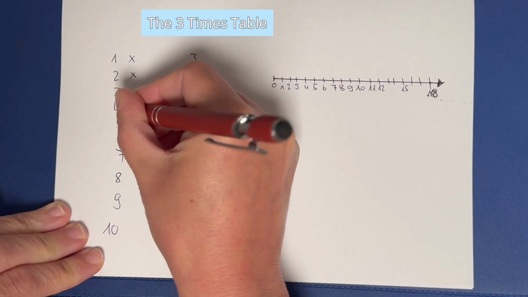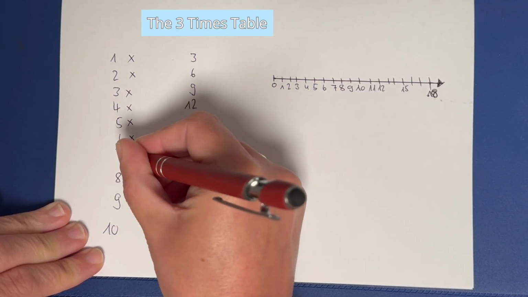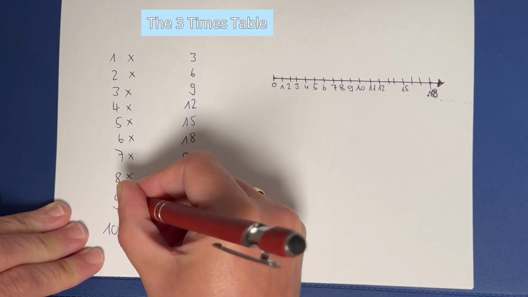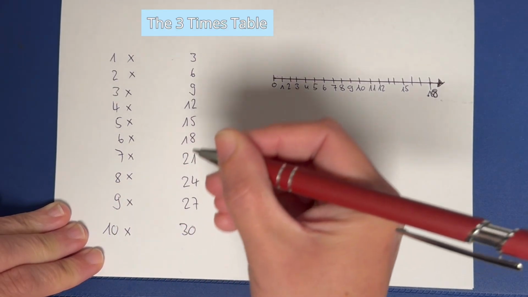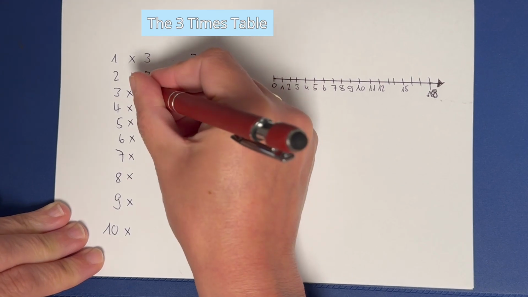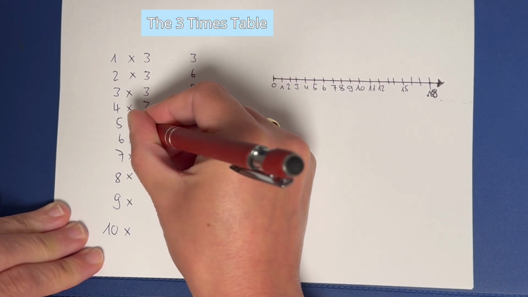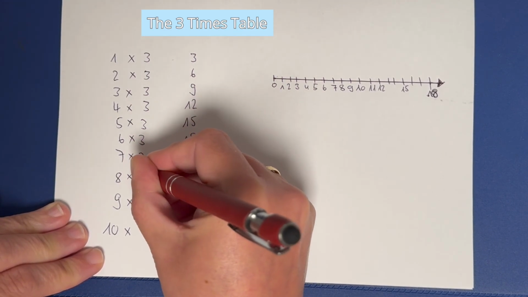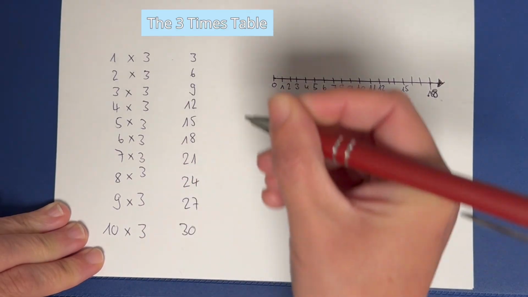This time I'm using an X as the multiplication sign, not a dot. But in the end it means the same thing. Now we write a 3 in each multiplication fact. And once we are done, we can see the whole 3 times table.